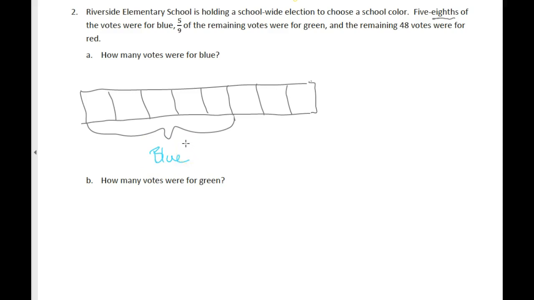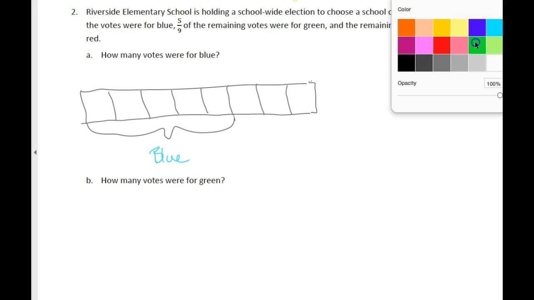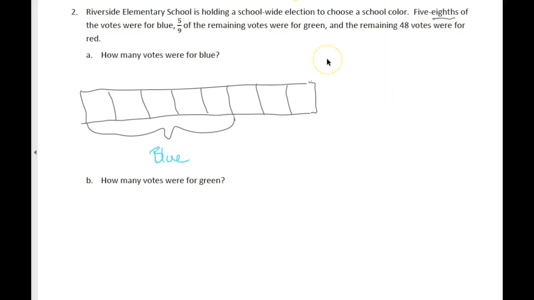Now we take a look at what's next, and it says 5/9 of the remaining were for green. So let's go with some green here. So these right here, now there's 1, 2, 3 of them, and it says to make them into ninths according to this. And I know 3 times 3 would get me 9. So if each one of these becomes worth 3.